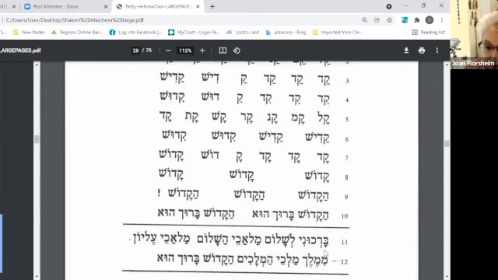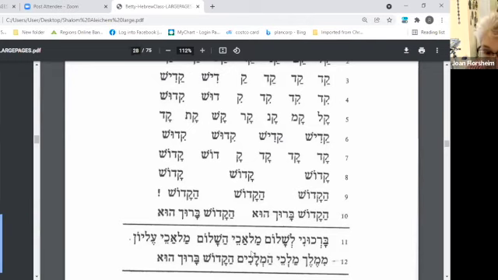Okay, let's try this. I'm going to take it slowly. Stay with my pointer. Shalom. Malachei. Shalom. Malachei Elyon. There was my pointer. Malachei Hamlachim. Hakadosh Baruch Hu.